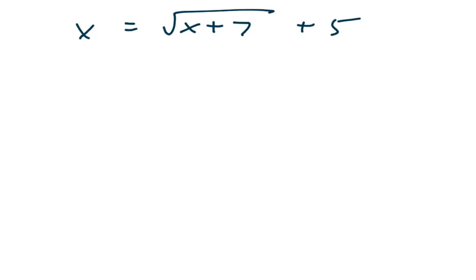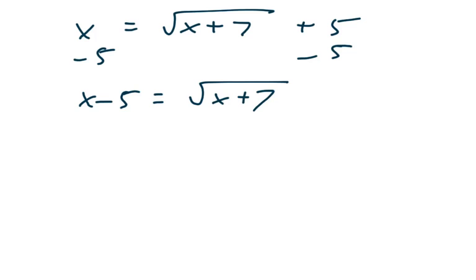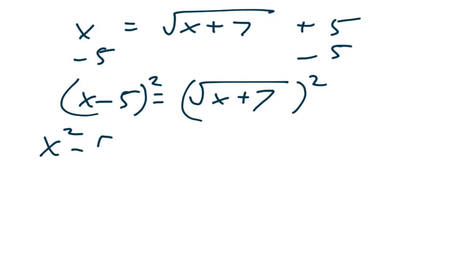Alright, for problem number 9, I'm going to start out by subtracting 5 on both sides. So I got x minus 5 equals the square root of x plus 7. Square both sides, and we're going to multiply this out by distributing twice. I wind up with x squared minus 10x plus 25 equals x plus 7.